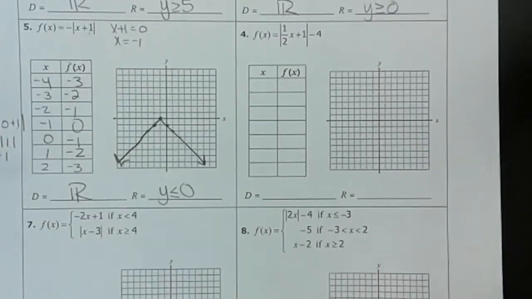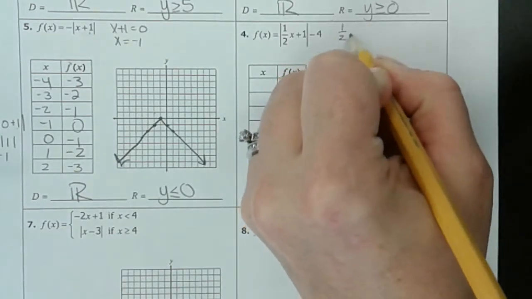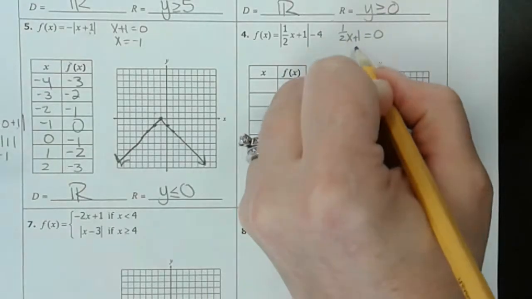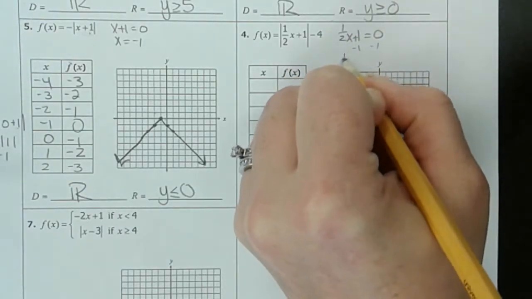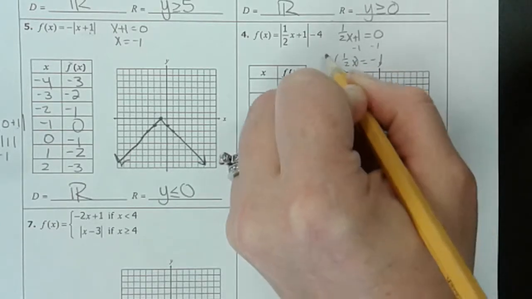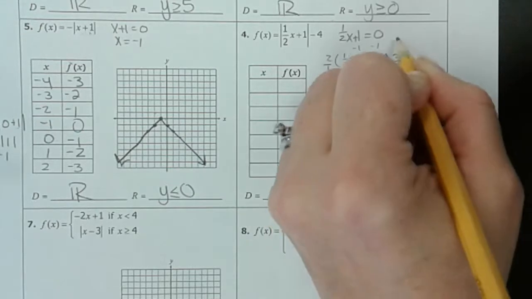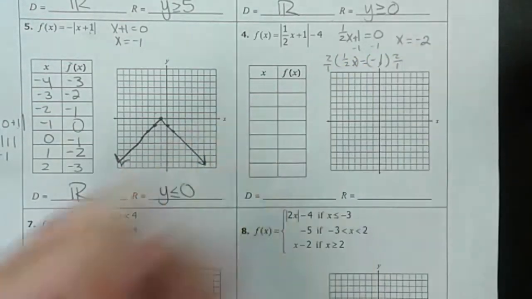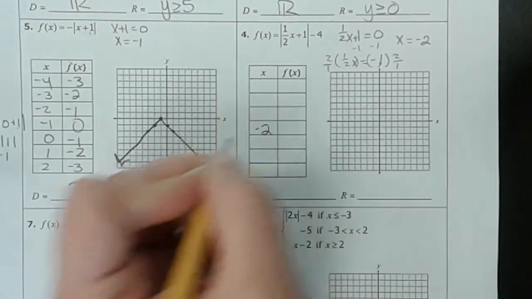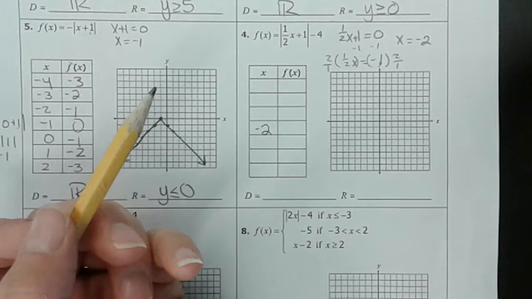All right, let's take a look at this one. Again, to find our vertex, we set what's inside of the absolute value equal to 0, and we solve for x. Subtract 1. So we have 1/2 x equals -1. Multiply by the reciprocal on both sides. We have x equals -2. So that's the x-coordinate of our vertex. When we plug that in here, we'll get the y-coordinate of our vertex.